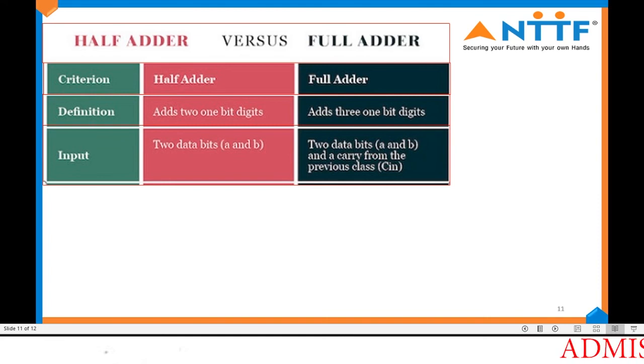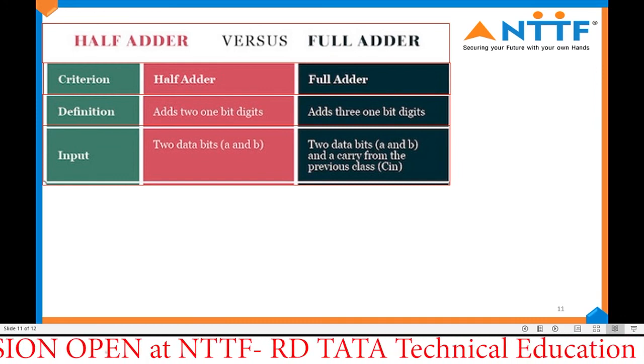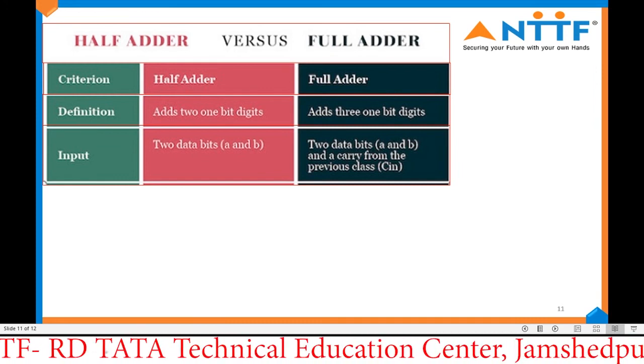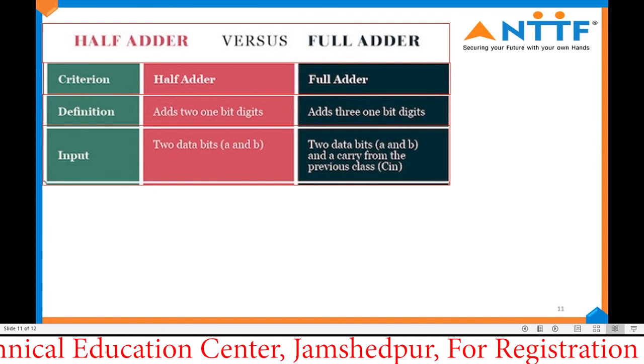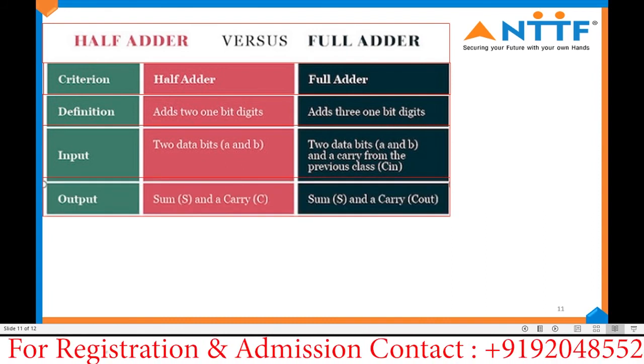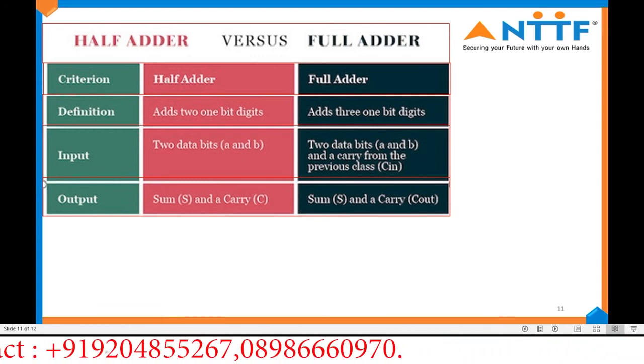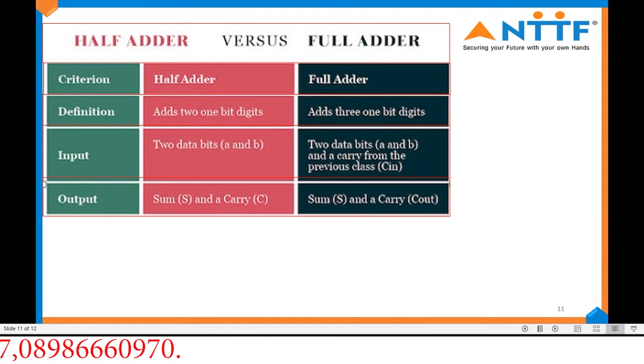Half adder has 2 data bits, A and B. A full adder has 3 data bit inputs. They are A, B and carry in. Half adder outputs are sum and carry, and in the full adder the outputs are sum and carry out.